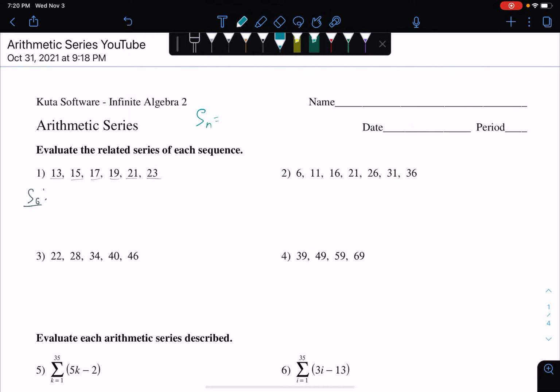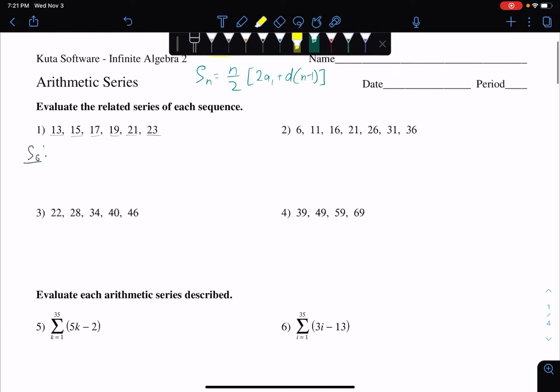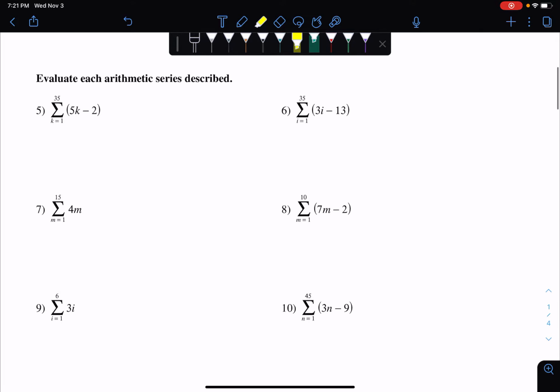S sub n is equal to n over 2 times the quantity 2a sub 1 plus d, which is the common difference, times the quantity n minus 1. In sigma notation, we use S sub n is equal to n over 2 times the quantity a sub 1 plus a sub n. This formula will be useful for sigma notation such as this test below.